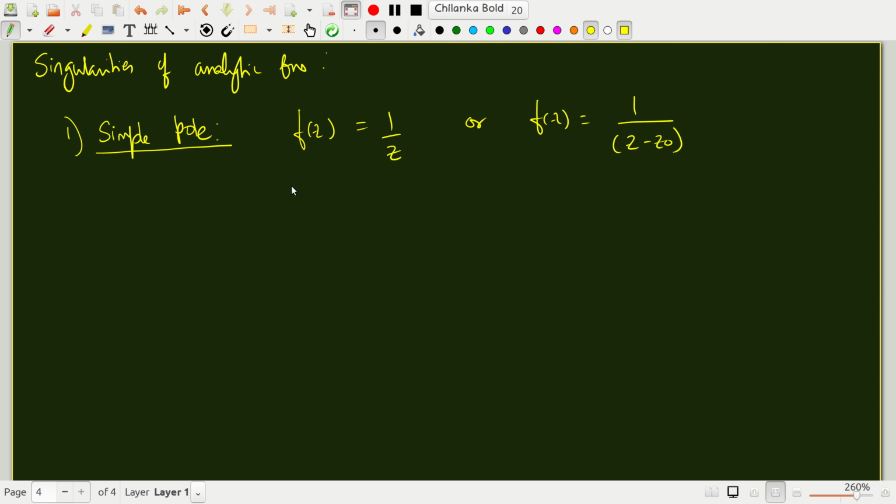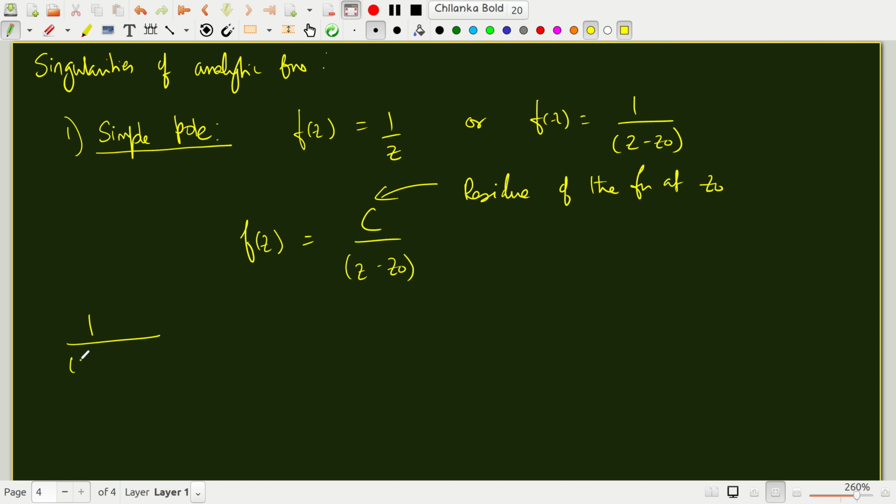So if f of z is c upon z minus z naught, for a first order pole, this c is called the residue of the function at z naught. The residue is what is left over. Now, if you think of the function 1 over z plus i into z minus i, there are two poles.